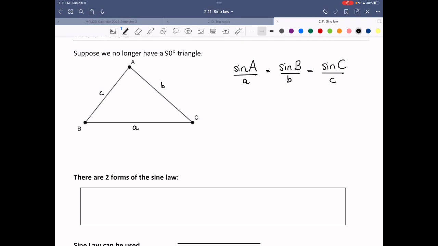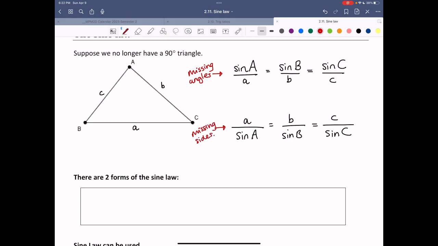So there's this version, and then there's this version starting with little a on top, and the sines on the bottom. So the sides on top and the sines on the bottom. Now, it doesn't really matter which one you use. I know that you'll be well adept at manipulating any equation to isolate for a missing variable, but often you'll find that it's easier for finding missing angles to use this one, and it's easier to use this one for missing side lengths. All right. But you can use either. It really doesn't matter at the end of the day. They're both the same.